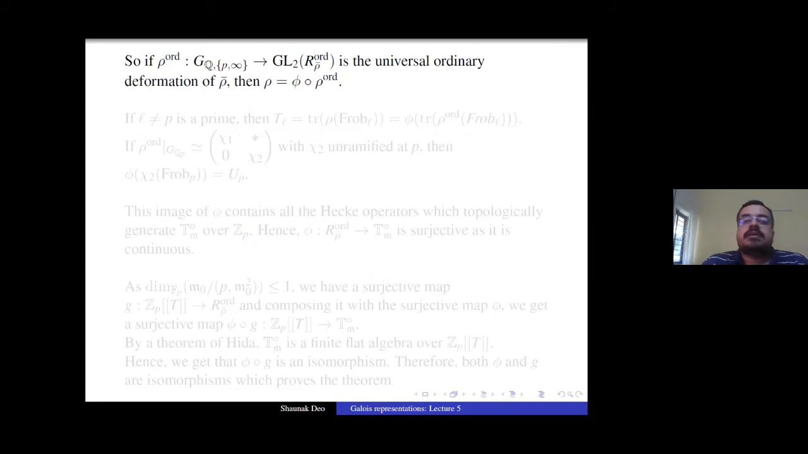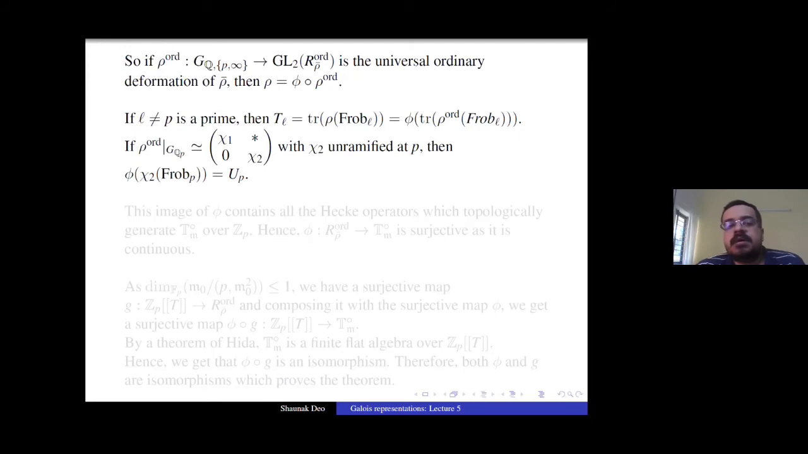So what it means is that our ordinary deformation ring is a quotient of a power series ring in one variable. Now we analyze this map phi, which is going from the ordinary deformation ring to the Hecke algebra. If rho ord is the universal ordinary deformation of rho bar, then rho is just phi of rho ord, because rho is the ordinary deformation over the Hecke algebra, and by definition phi takes rho ord to rho, because phi is the map induced by rho. Now if l is not p, then T_l is just the trace of rho of Frobenius, which is the same as phi of the trace of rho ord of Frobenius. And if rho ord restricted to G_Qp is chi1 star 0 chi2 with chi2 unramified at p, then phi of chi2 of Frob p is just U_p, right? Because from the similar description over the Hecke algebra, we know that the bottom character gives U_p when you apply Frob p. So when you apply phi to chi2 of Frob p, you get U_p.